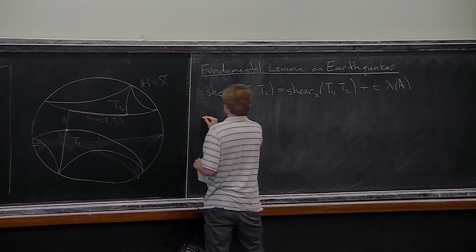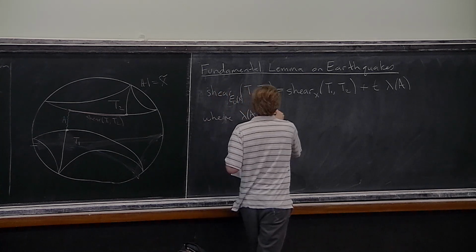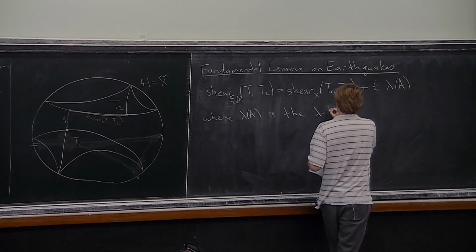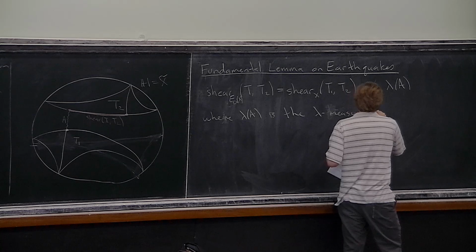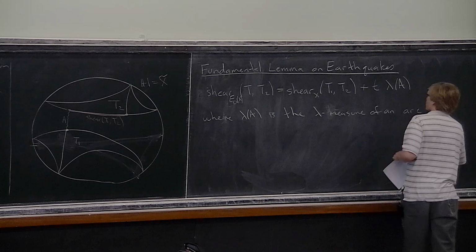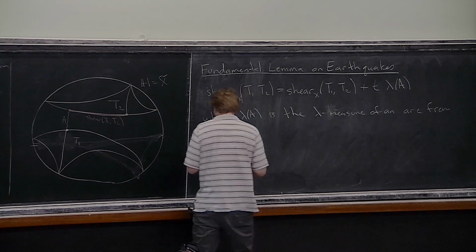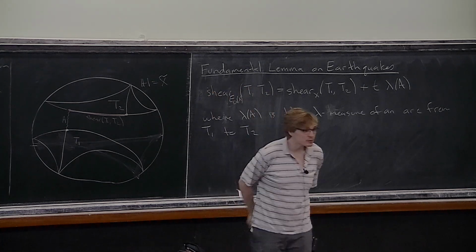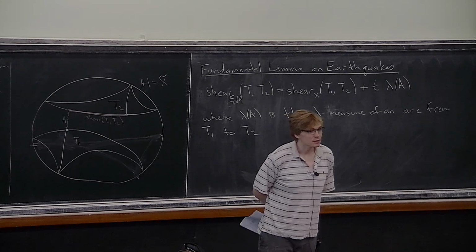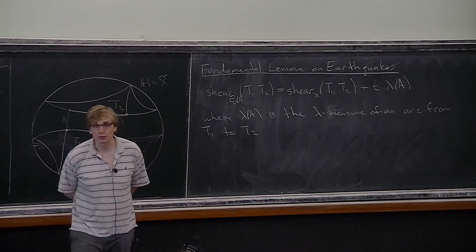OK. So where lambda A is the transverse lambda measure of an arc from T1 to T2. Yep? So it's possible that before the earthquake, the shear is well defined. After the earthquake, the shear is not well defined. Absolutely, it's possible. Okay. But that shouldn't worry you for two reasons.